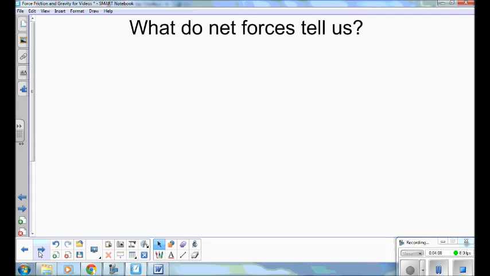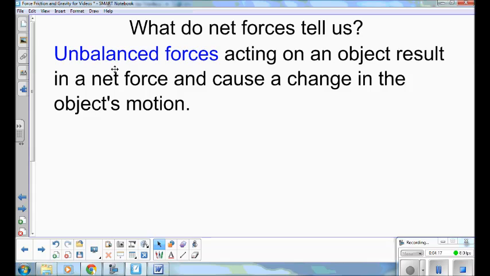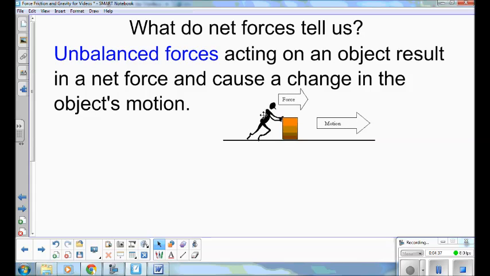Okay, so net forces, they tell us two principles that we need to be comfortable with. This first one, when I told you about the seesaw with the big person and little person, we would consider that to be unbalanced because the net force isn't equal. So unbalanced forces acting on an object will result in a net force, and that net force will cause a change in the object's motion. What this looks like, here we have this little guy. He's applying a force to an object. His force has the direction of moving it to the right. The resultant motion is to the right.